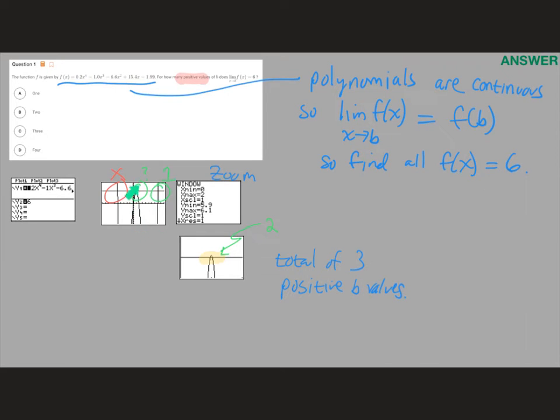I really need to zoom in here to see how many times this plot intersects y equals 6. If I change my window to go from 0 to 2 and my y values are real close to 6, 5.9 to 6.1, I get this picture here, and it's pretty clear that the function crosses y equals 6 twice. So now there's a total of 1, 2, 3 places where I have positive b values that produce an output of 6. So the correct answer is 3 right here, choice C.